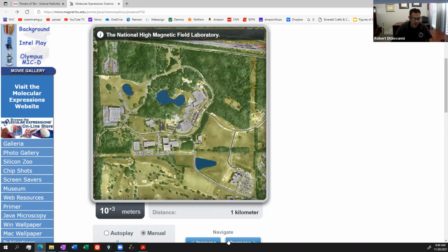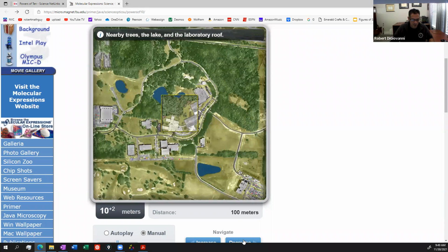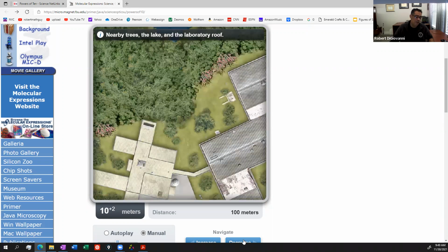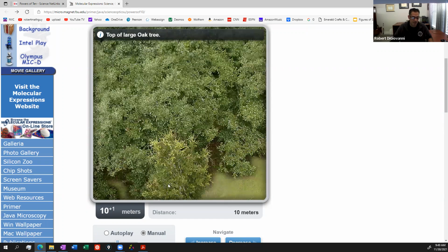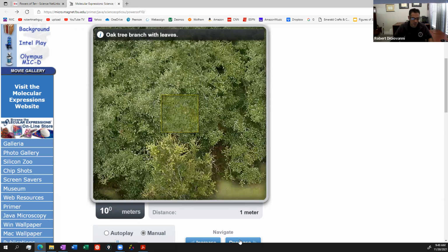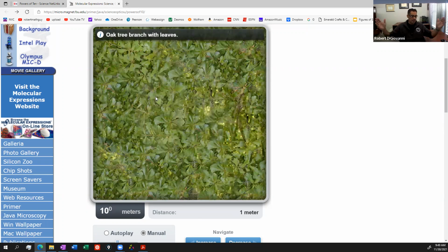10 to the 3. So this is 1,000 meters. So imagine 1,000 meter sticks lined up. You can see a couple of buildings here. Now we have 100 meter sticks lined up. You can see trees and things like that. Now this is 10 meter sticks. So there's just a couple of trees. And then here's 1 meter stick. So this is about 3 feet. You can see the leaves on the tree. Go with me?